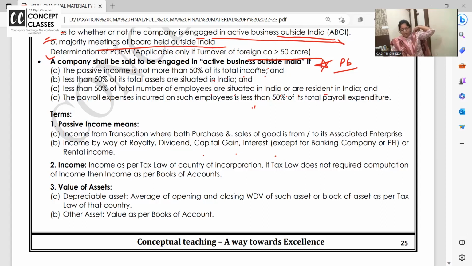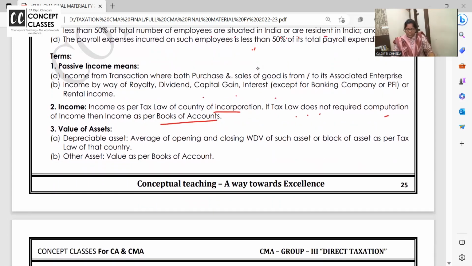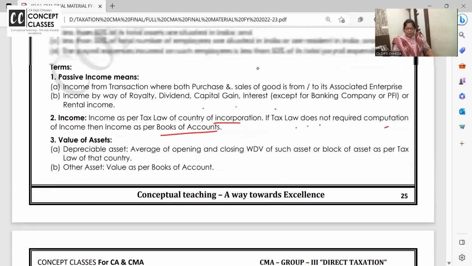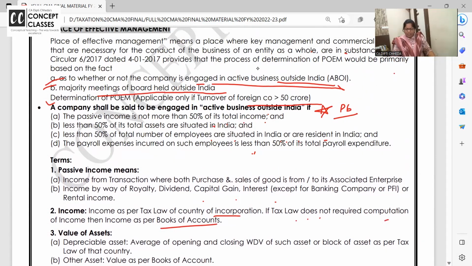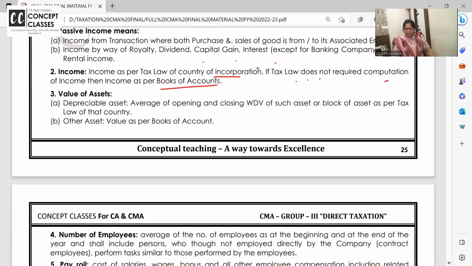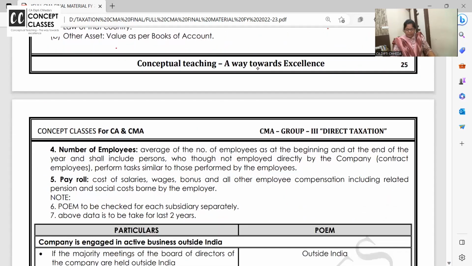Okay? Now, income as per the total income; if tax computation is not required, then income as per the books of accounts. Okay, that's fine. Now, value of the assets in India should be less than 50% of total assets. For depreciable assets, take opening and closing divided by 2; for other assets, books of accounts.